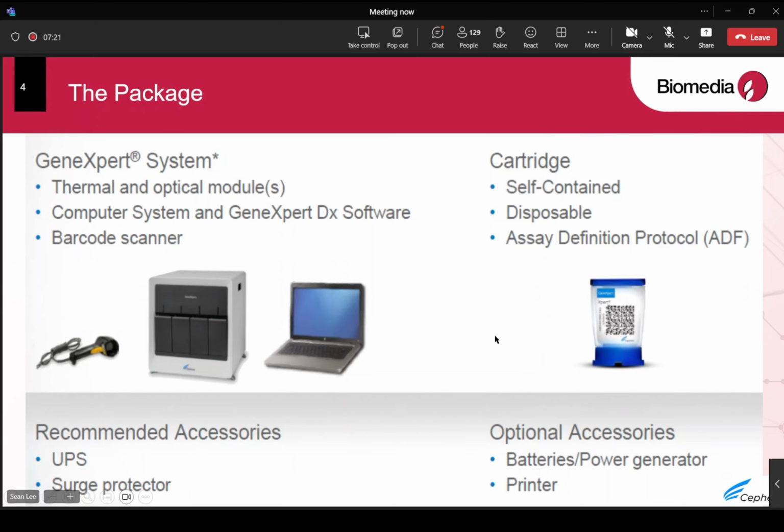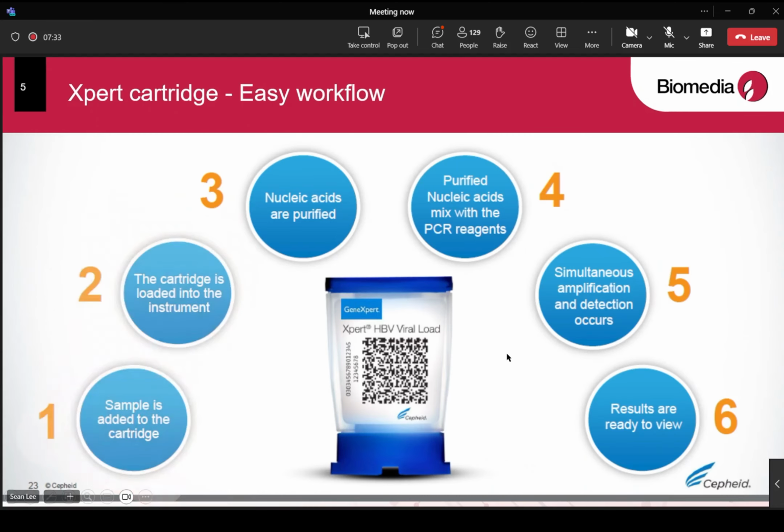The assay protocol is given to you, so you don't have to crack your heads to analyze the results. Everything is done for you from samples to result. Okay, so it's so convenient. The Genexpert system has a very, very easy workflow. Everyone can do it. All you need to do is prepare the samples, add it in the cartridge, and load the cartridge in the system. That's it.